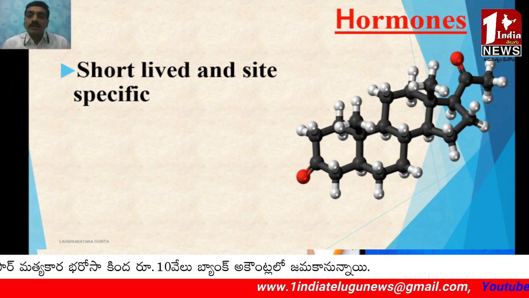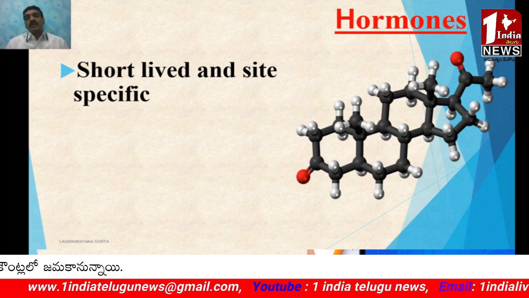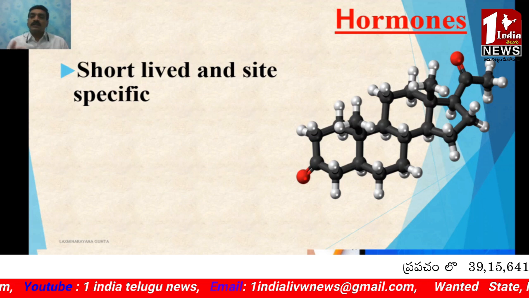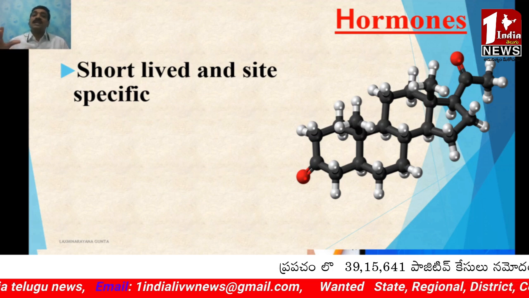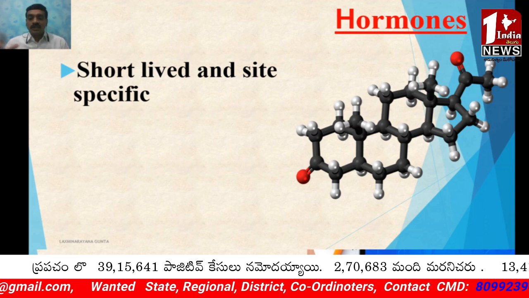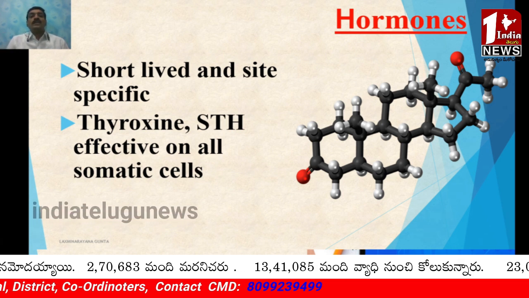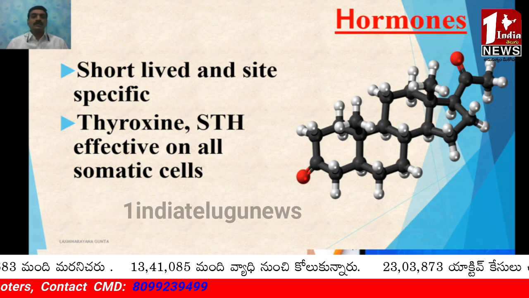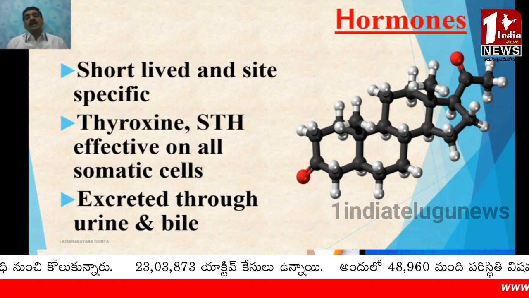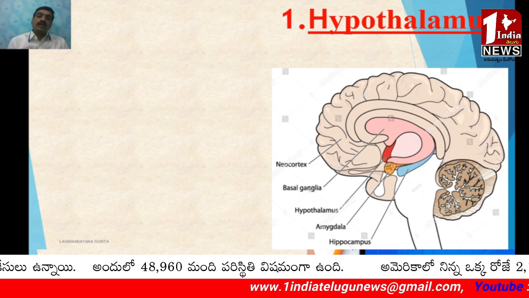Site-specific means, for example, adrenocorticotropic hormone, which is released by the pituitary, acts only on the adrenal cortex, but never acts on other sites. The site of action of ACTH is the adrenal cortex, whereas thyroxine and somatotropic hormone are effective on all somatic cells. And these hormones are excreted through the bile and urine. Let us discuss the endocrine glands one by one.